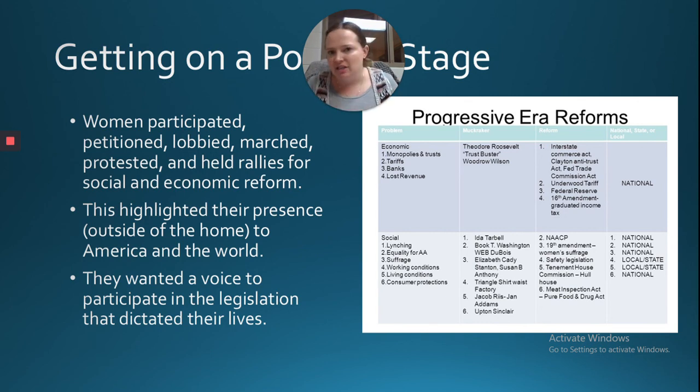And working conditions were improved. You get the 8-hour workday from this time span. You get living conditions. Think about Upton Sinclair writing the book The Jungle, which was actually about meatpacking plants in Chicago and how disgusting they were, and they would grind up mice and stuff.